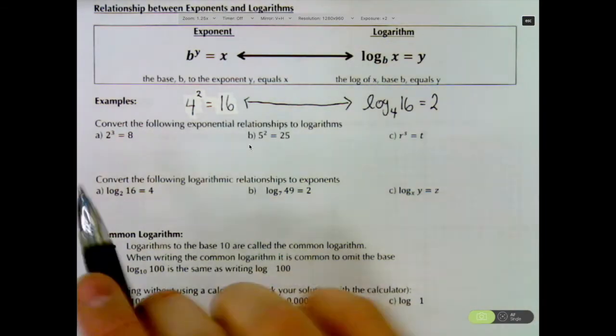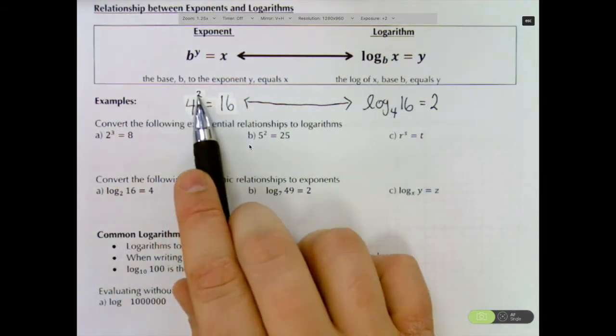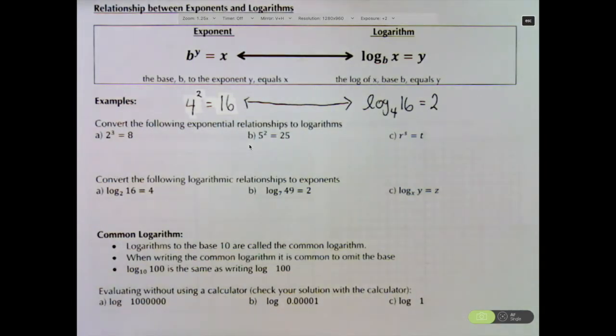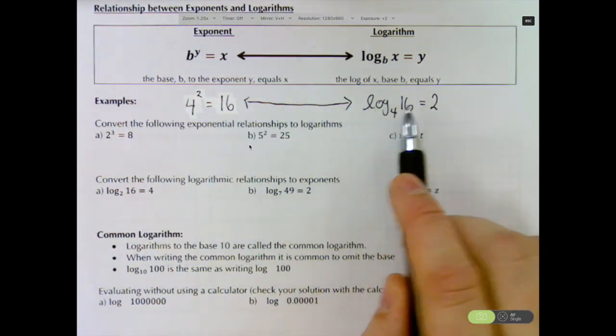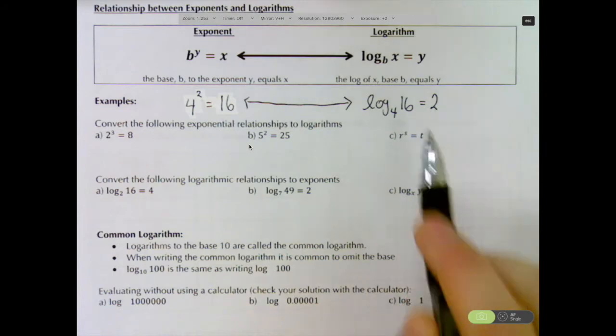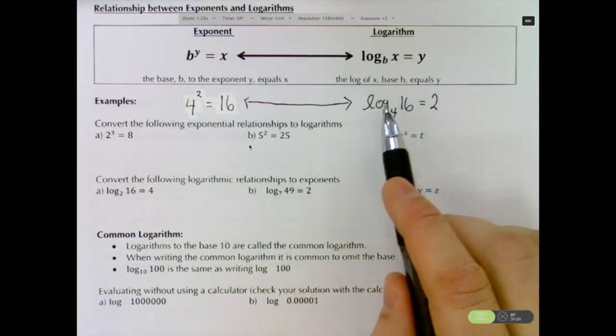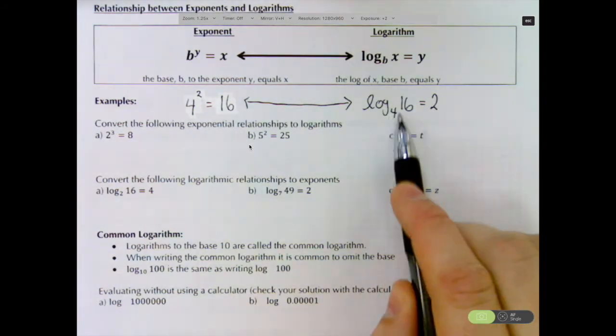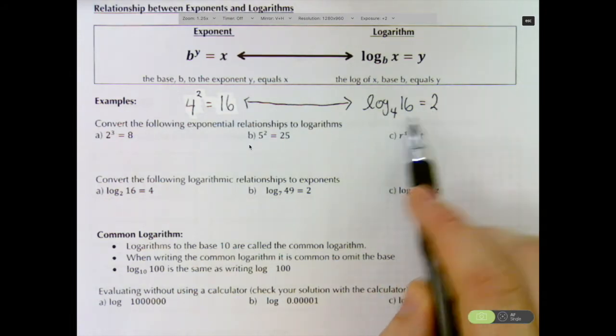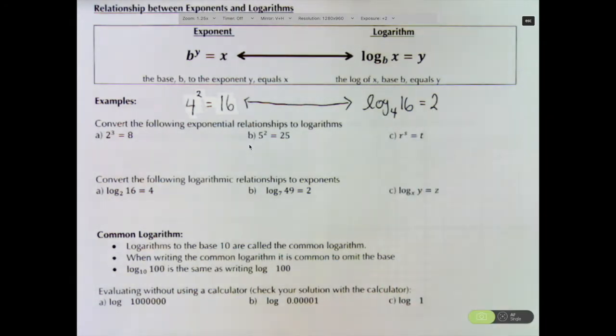So in our exponential relationship, we have 4 to the exponent 2 equals 16. The way a logarithm works is it says the log of 16 base 4 is 2. What this really means is what exponent is 4 raised to give us 16? And the answer is 2. So using this relationship, we can convert between logs and exponents. Sometimes it's more advantageous to have an exponent, sometimes it's more advantageous to have a logarithm. So let's try a couple.